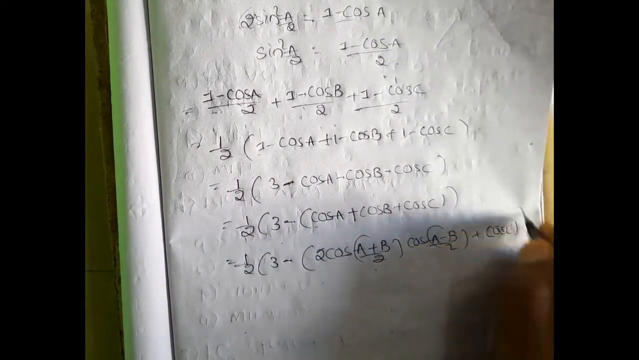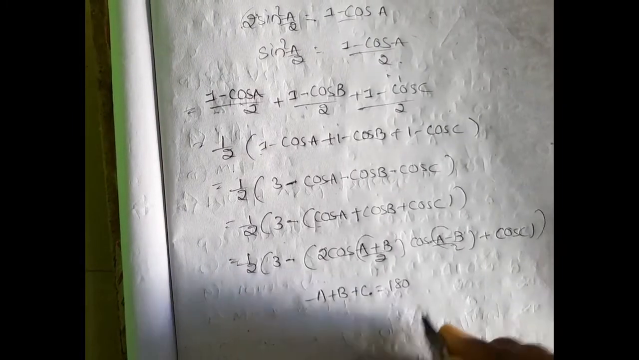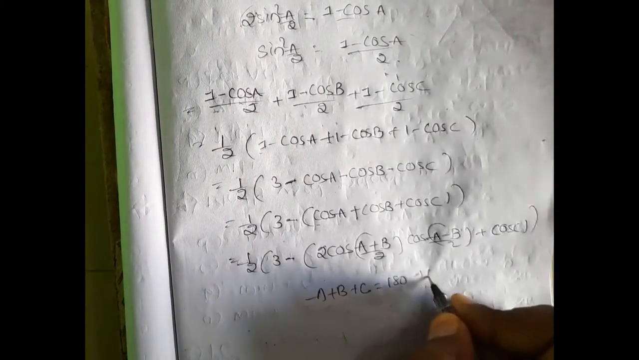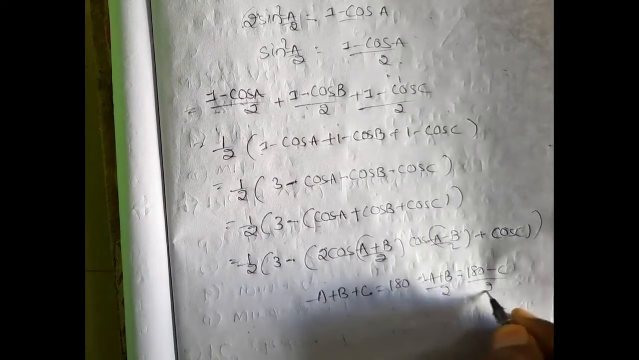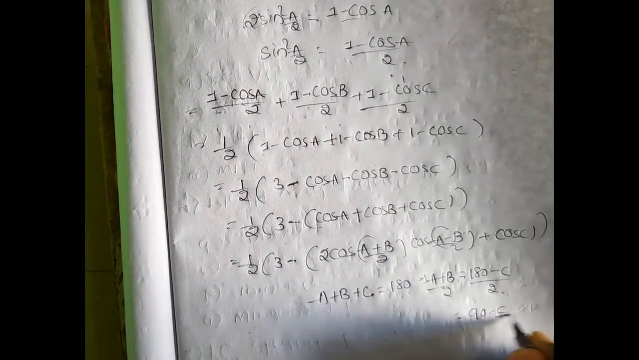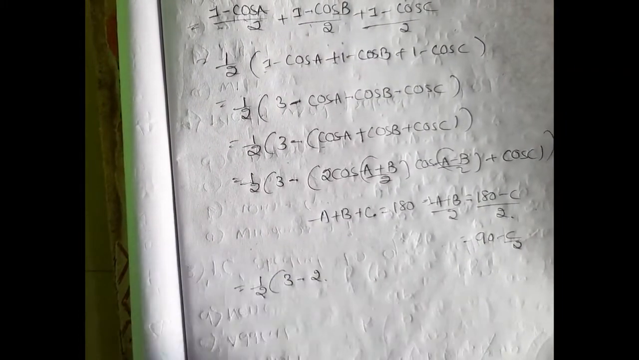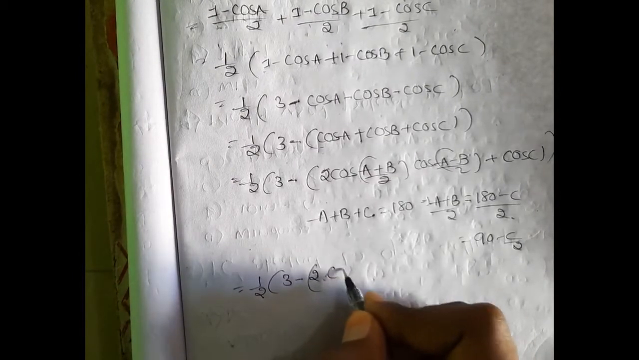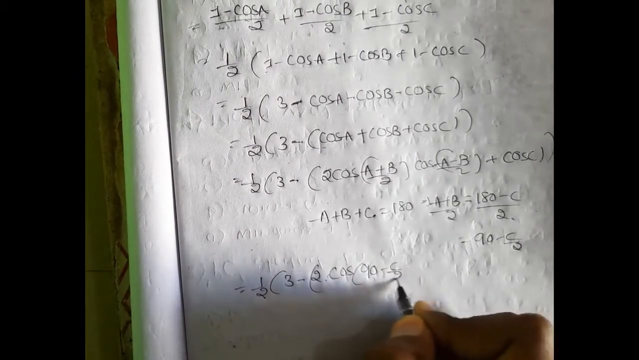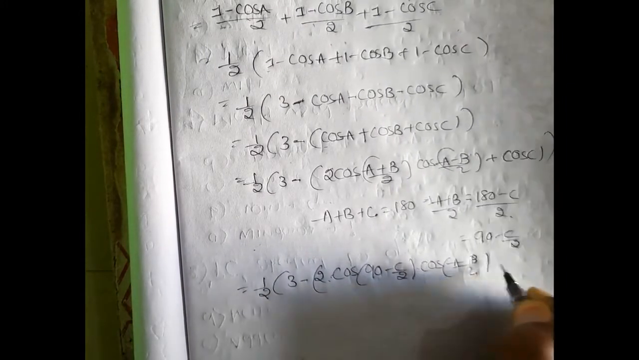Plus cos C. This is a triangle, so A plus B plus C equals 180. A plus B equals 180 minus C. Then what is (A plus B) by 2? 90 minus C by 2, right? So 1 by 2, 3 minus 2, here cos of 90 minus C by 2, cos of (A minus B) by 2, plus cos C.